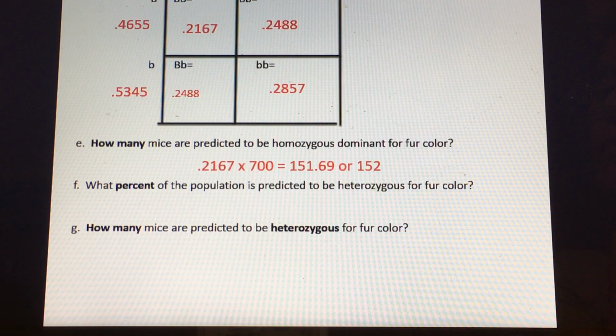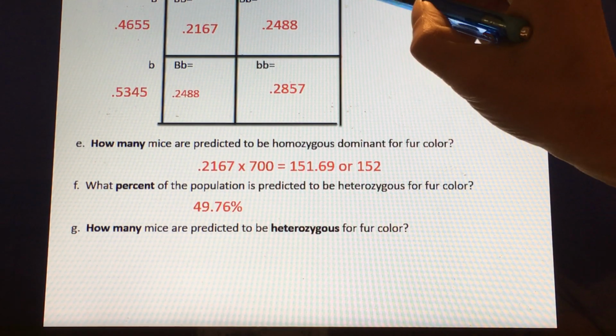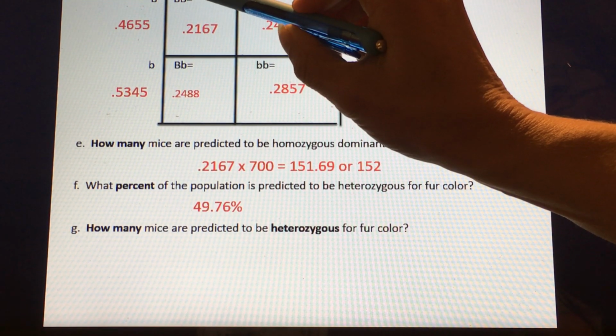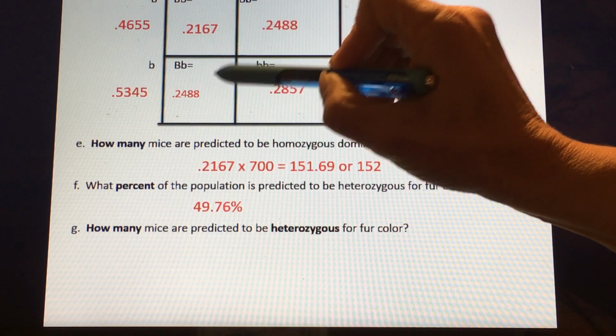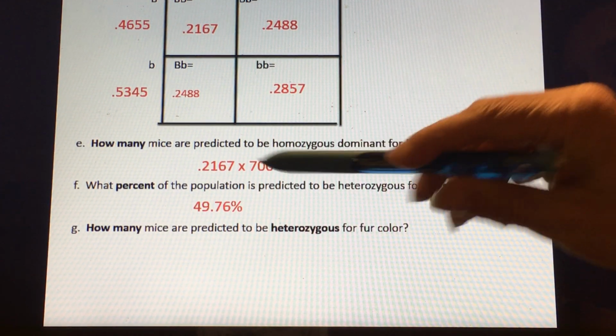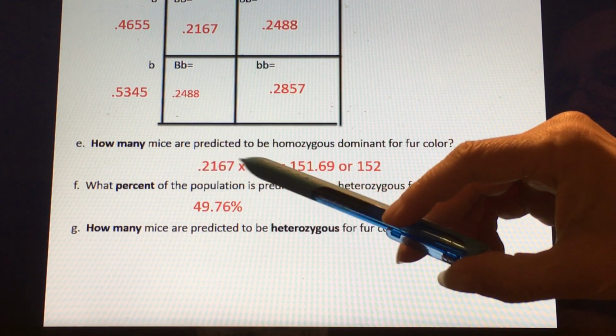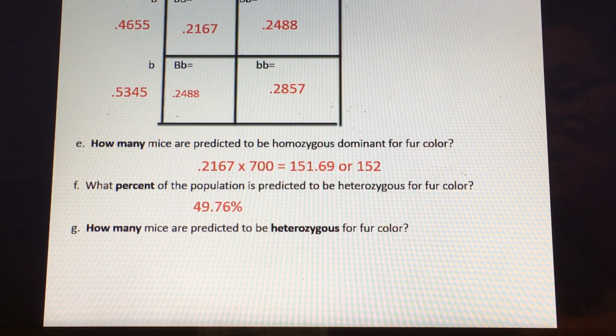So what percent would be heterozygous? 49.76%. A lot of times I'll get a number that is half of this because students will take the dominant allele frequency and multiply by the recessive allele frequency and forget that there's 2 squares of your Punnett square that you have to account for. So oftentimes students will give me a number for this problem that's half the correct number, and then I know immediately they forgot the 2 part of the 2pq of the equation.